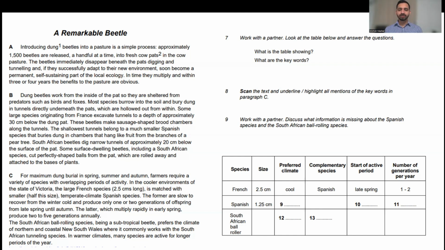All right. Now work on your own. If you're with a partner, you can do that, though most likely not, because this is an online course. Discuss what information is missing about the French, the Spanish species and South African species. Try to do this activity on your own. Scan for specific words or keywords in the article and come up with the answers, and pause the video here. Once you come back, we will review the answers.